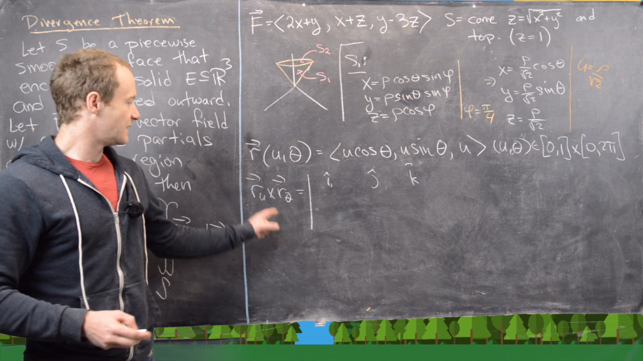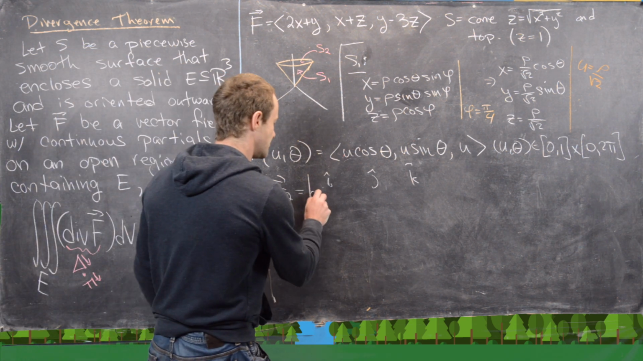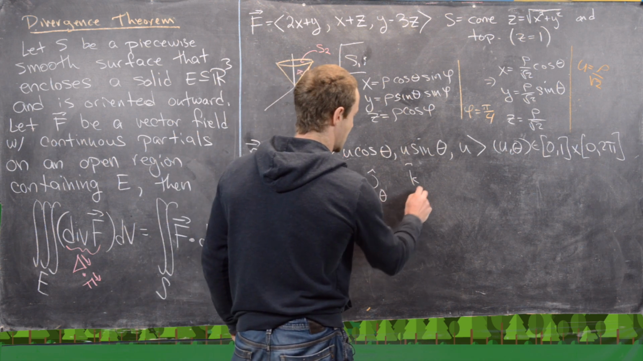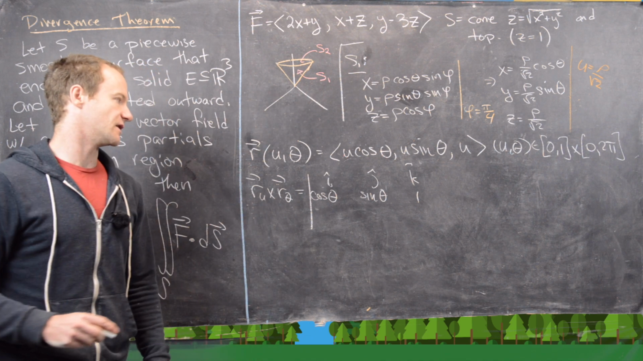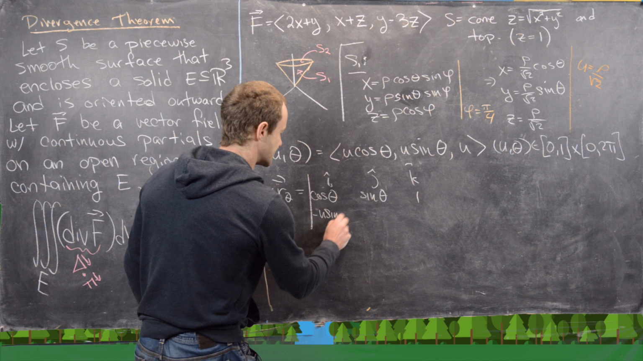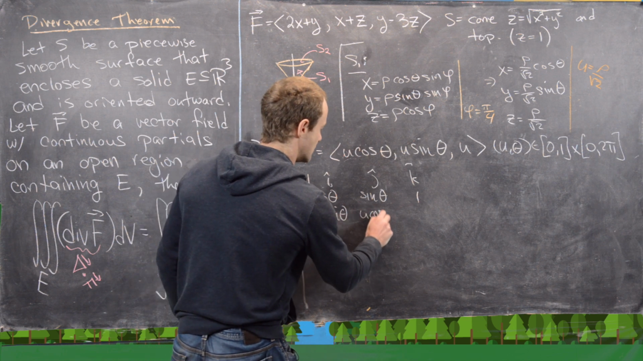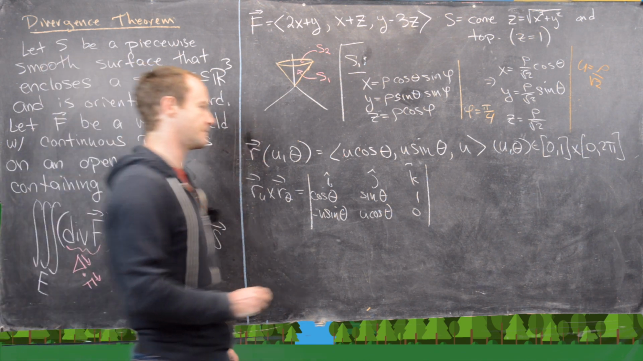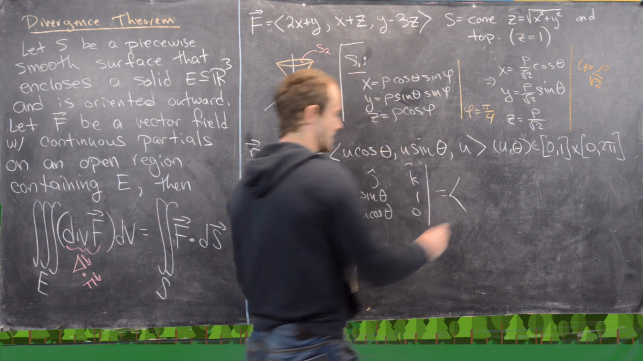So let's see. If you take the partial with respect to u, we'll get cosine theta, sine theta, and then 1. If you take the partial derivative with respect to theta, we'll get minus u sine theta, u cosine theta, and then 0. Okay, great. But let's see what we get.